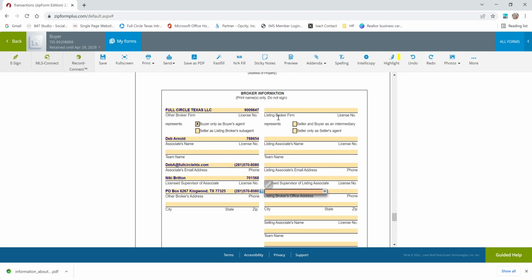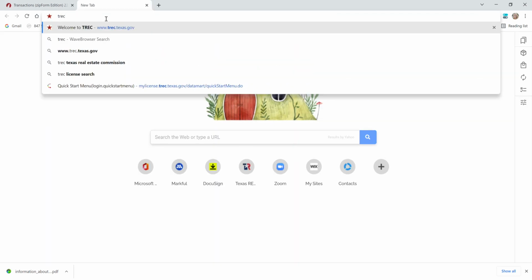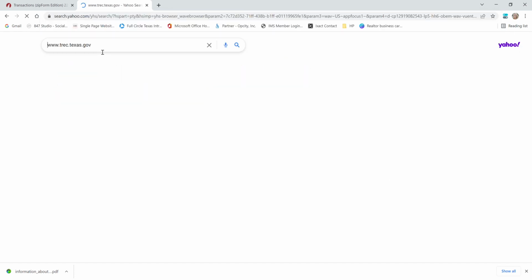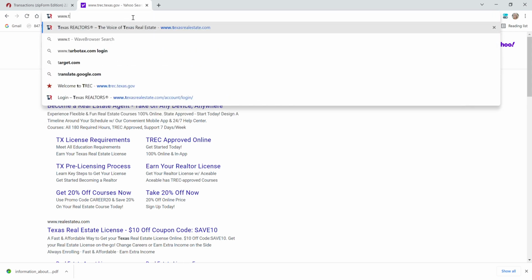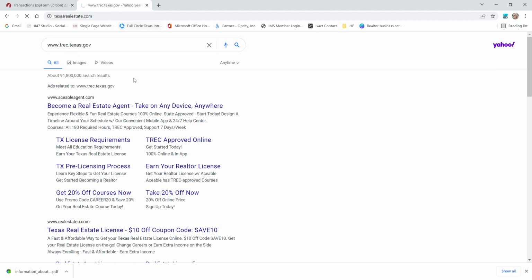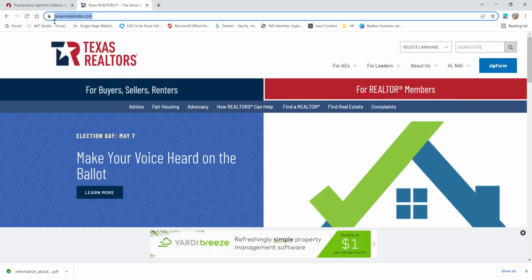Now, the easiest way to find this information. Let's say we are working with, let me make up, we'll say Robin Bailey. So we are going to open up another page, and we are going to TREC.texas.gov. This is how you find this information. Do not ever send a contract to somebody with it blank on their side. For one, it's kind of rude, but for two, it just kind of shows that you're lazy and you're not wanting to do the work.